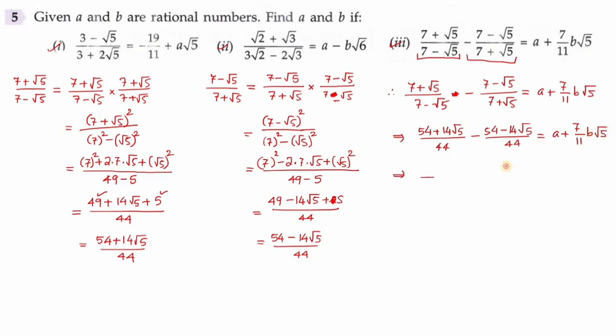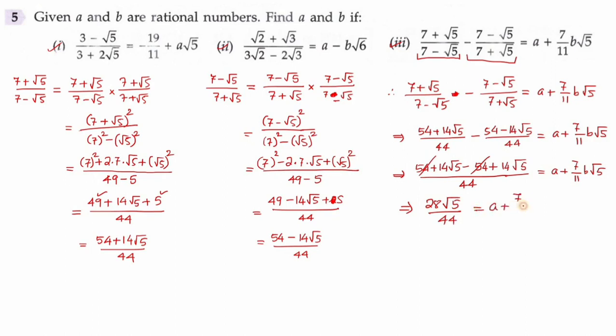So we will take the LCM now. LCM is 44. So what do you get then? 54 plus 14 root 5. So you have a minus sign, so be careful, you have to change the sign. So it is minus 54 plus 14 root 5 is equal to a plus 7 by 11 b root 5. Now you see minus 54 and plus 54 get cancelled. So it is 28 root 5 by 44 is equal to a plus 7 by 11 b root 5.